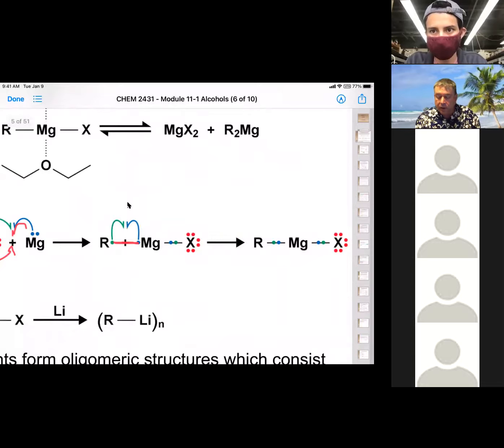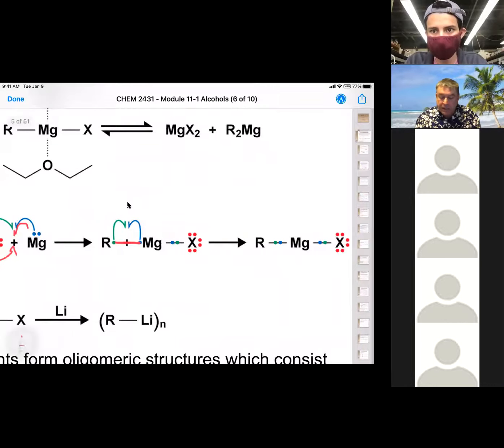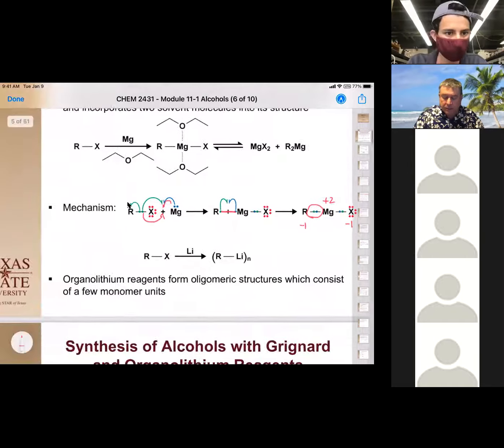Notice that our magnesium is now magnesium plus 2 because it's given up 2 of those electrons. So if we were to try to balance charges here, our halogen would be -1 and our carbon would be -1. Okay. So with all our charges balanced and these strong polar bonds, we can now use it as our Grignard reagent.